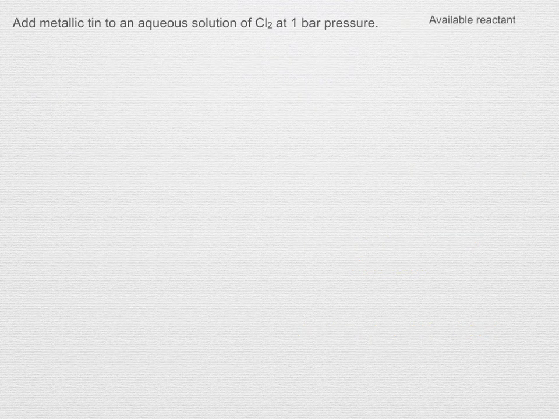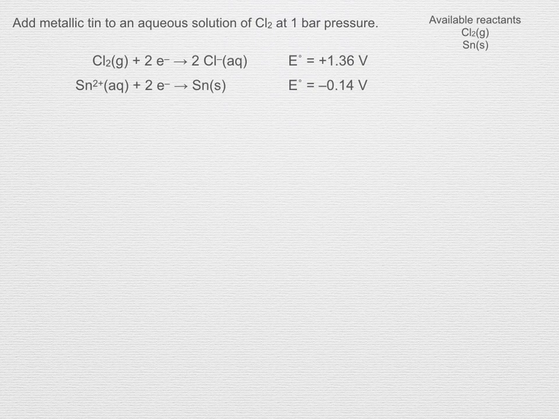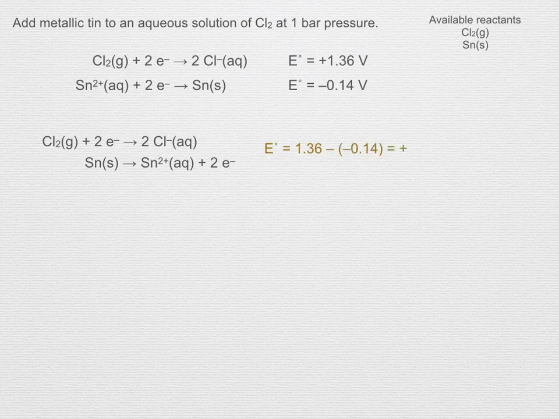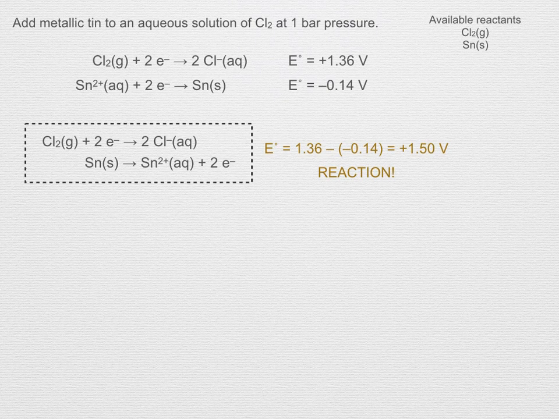Here, add metallic tin to a solution containing chlorine gas at 1 bar pressure. Reactants are just solid tin and gaseous chlorine. Here are the standard reduction potentials. We need to switch the tin reaction so it becomes an oxidation. The chlorine reaction remains as it is. It is a reduction. Only combination possible gives E naught equal to 1.36 minus a minus 0.14 or plus 1.50 volts. Reaction occurs. Tin will dissolve in the solution of chlorine gas.